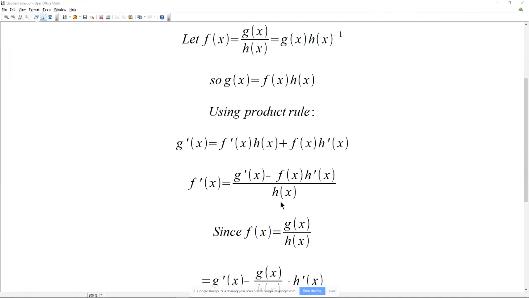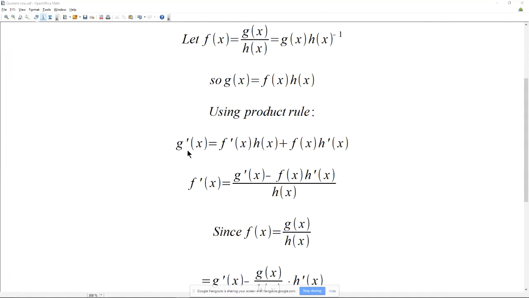So that way the h of x... Let's see here, g of x. I actually just did this in my head a few minutes ago for f. So I'm going to subtract. Okay, so here we go. Watch this. So g prime of x, if I subtract this right here and move it over to this side, I get g prime of x minus f of x h prime of x. This would be the top row, right? And then I divide each side by h of x. There you go.